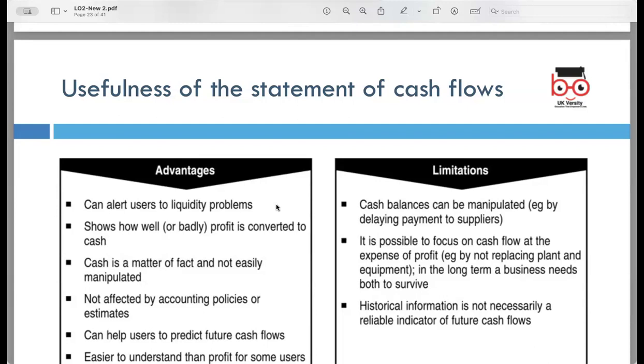Focus on cash versus profit. Over-emphasizing cash flows may lead to neglecting long-term profitability, as investment in assets may be postponed. Historical cash flow data may not reliably predict future cash flow due to changing business conditions.